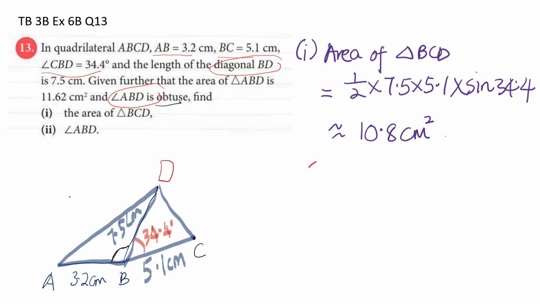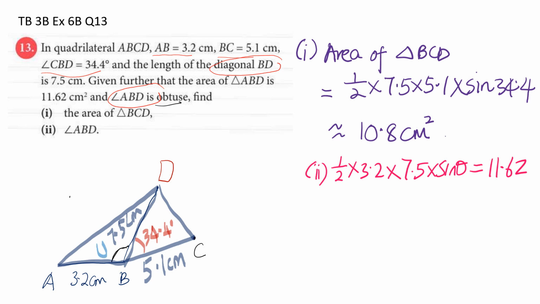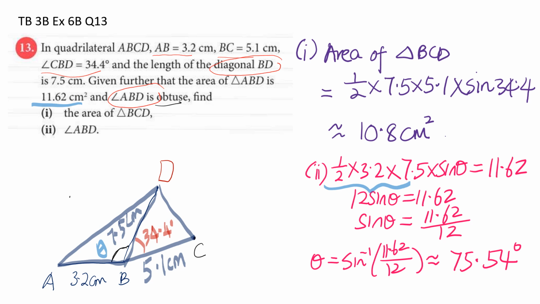Then part 2 is to find the angle ABD. We're going to let the angle ABD be theta. We don't know what the angle is, so we're just going to call it theta. So half times 3.2 times 7.5, the two sides given, times sine theta, where theta is the included angle, gives you the area. The area given here is 11.62. For this whole chunk, you can just use your calculator to work it out, and you get theta to be 75.54 degrees.